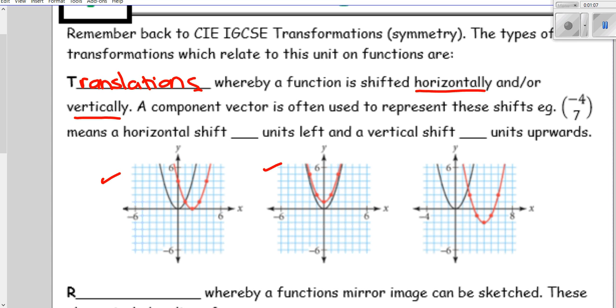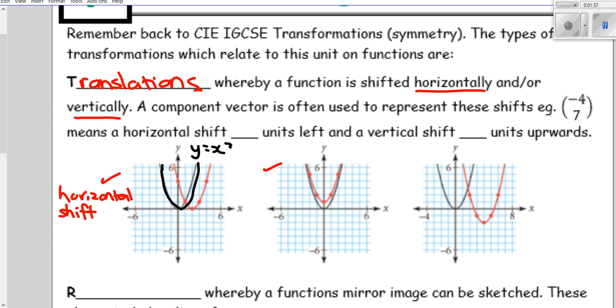So this one is a horizontal shift. Let's say the original function was the one in black. So just x squared, a simple x squared function. So that would be y equals x squared, the original one. And the shifted function is the red one. Okay, so y equals x squared would be the original one? Yeah, what would be the equation of the red one?